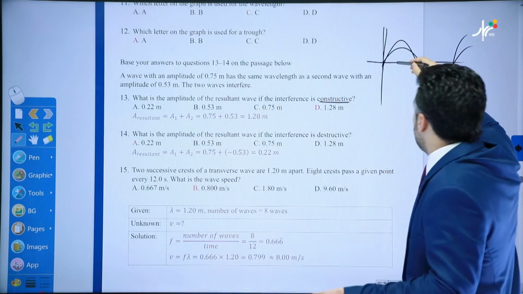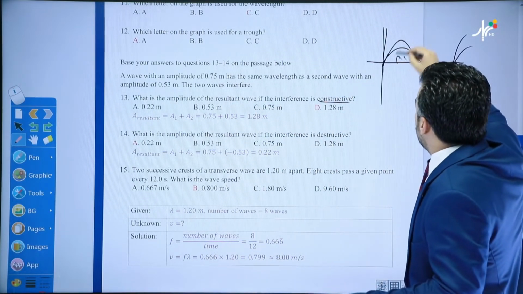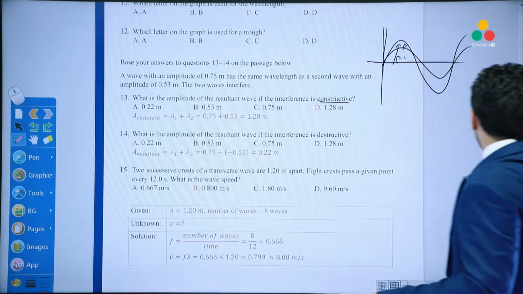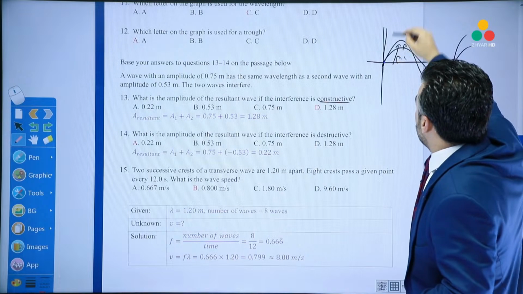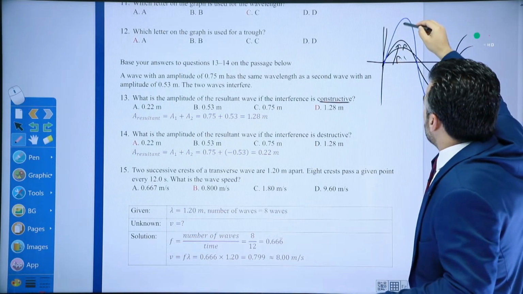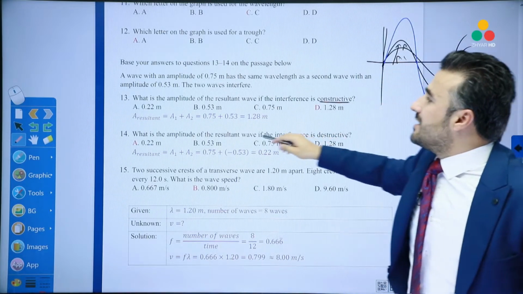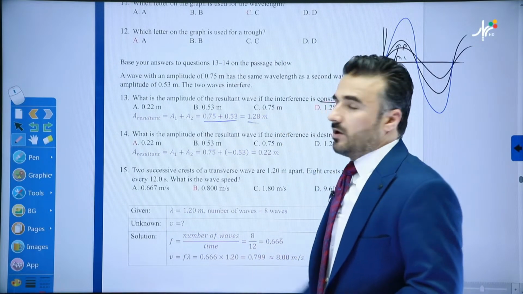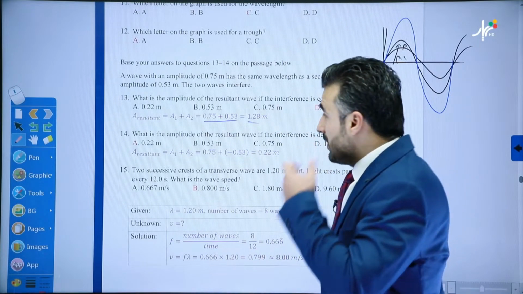If it is constructive, let's say this is amplitude 1 and this is amplitude 2, so we're going to add this to it, and we'll get a resultant, which is going to be the combination of the two together. So this resultant would be A1 plus A2, which in this case is 0.75 plus 0.53, and you get 1.28 meter.